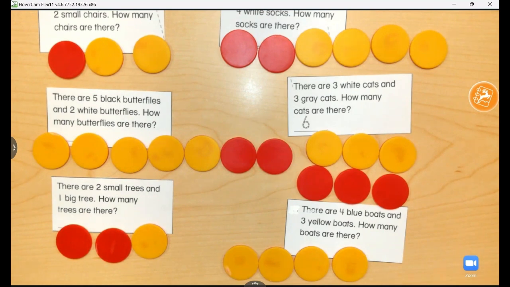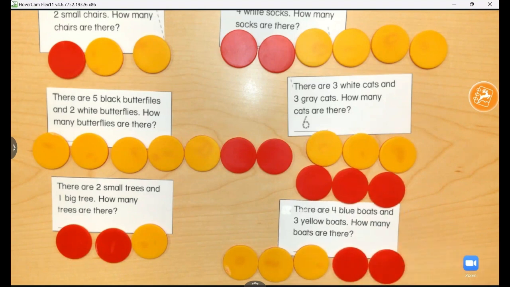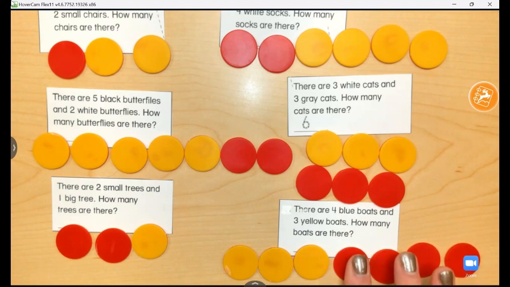Should have built my yellow boats with my yellow. We can do that. I can build out 4 blue boats. Switch those over. Let your students have the flexibility to change their mind as they're building their models. Nothing wrong with that at all. 4 blue boats and 3 yellow boats.